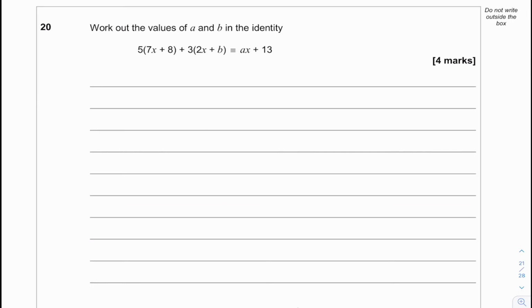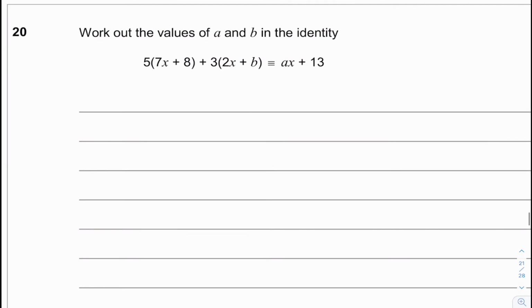Question 20 is worth 4 marks, so it's quite a big question. And what we have to do is work out the values of a and b in the identity, which is shown here. So the first thing that we're going to do is expand this bracket and this bracket to see what we get. So the 5 times 7x gives us 35x. Then we've got 5 times 8, which is plus 40. We've then got plus 3 times 2x, which is 6x, plus 3 times b, which is 3b.